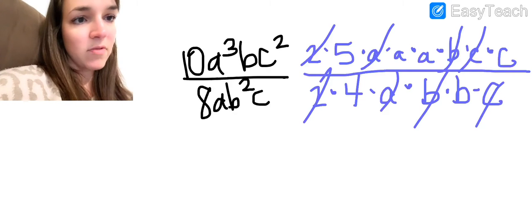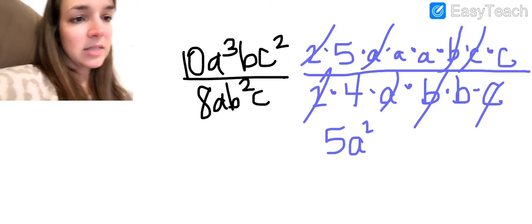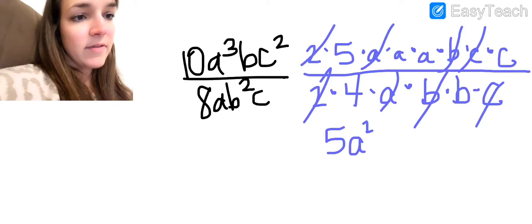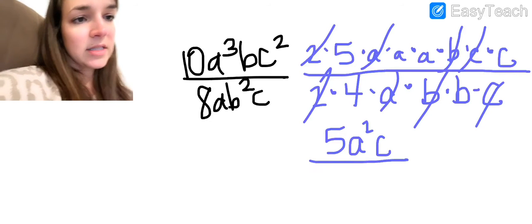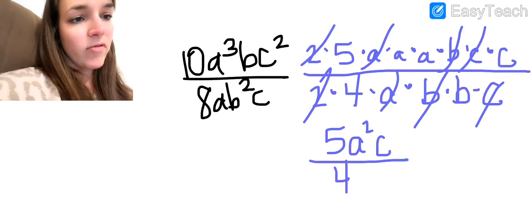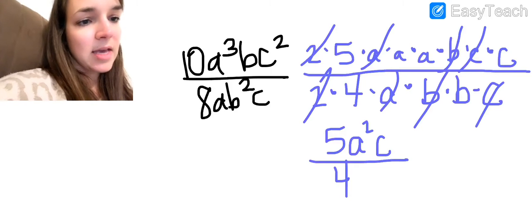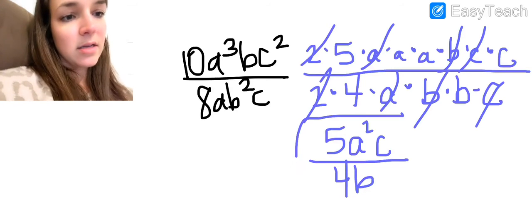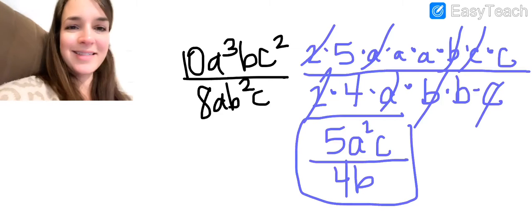So let's put together what we've got left. We still have a 5 on top. We still have 2 a's on top, so that's a squared. And we still have a c. So 5a squared c is what's left on top. We still have a 4 on the bottom and a b, and that's it. So that would be our answer.